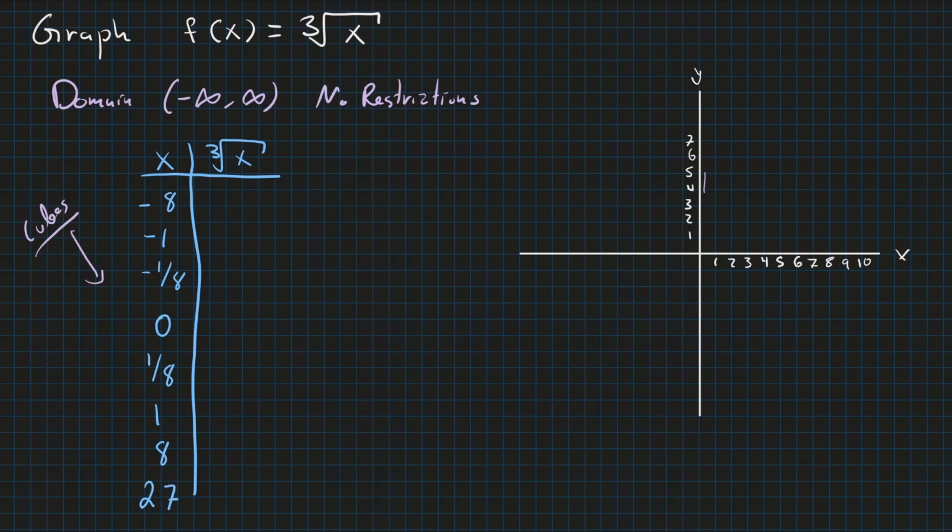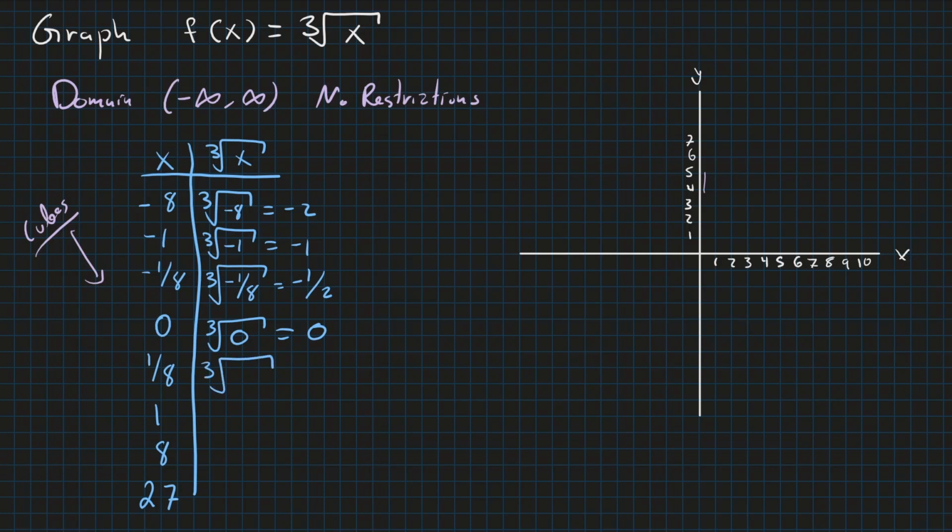But the cube root of negative 8, that is negative 2. That's what we found out earlier. The cube root of negative 1 is in fact negative 1, because negative 1 times negative 1 times negative 1 is in fact negative 1. The cube root of negative 1/8 is going to be negative 1/2, because negative 1/2 times negative 1/2 is 1/4, times another negative 1/2 gives you negative 1/8. The cube root of 0 is just 0, and then the pattern continues.